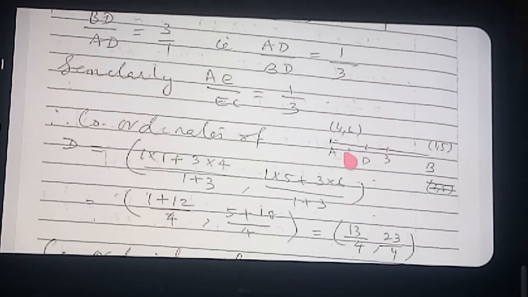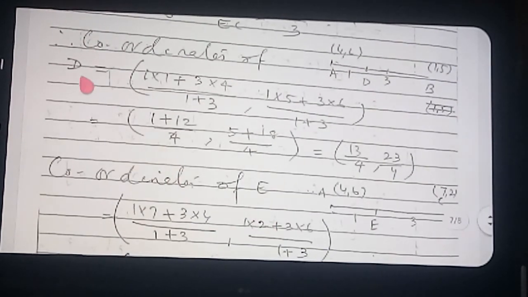Similarly, here (m1 y2 plus m2 y1) divided by (m1 plus m2). So what did you get here? 1 times 1 is 1, 3 times 4 is 12, so 13 by 4. Here for y: 1 times 5 is 5, 6 times 3 is 18, 18 plus 5 is 23, so 23 by 4. So you got the coordinates of D. The coordinates of D are (13/4, 23/4).